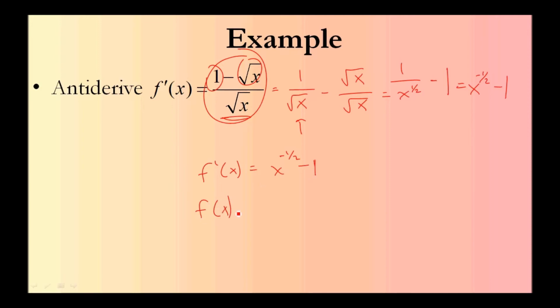So f of x is equal to, using the formula we developed in the previous slide, the exponent is increased by 1, and we divide by the new exponent, minus x plus c. F of x is equal to 2x to the 1/2 minus x plus c. X to the 1/2 can always be written as the square root of x.